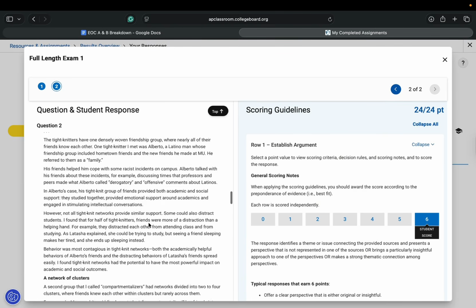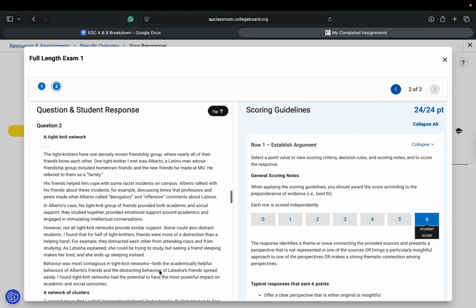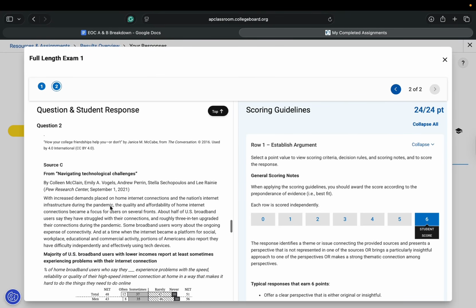For the next source, let's look at this. The next source is from Janice McCabe, and it actually gives you her credibility. Not all of the sources are like this, but for the ones that are, take it to your advantage and cite that. To move on to source C, this is by Colleen McLean, and it says that she's from the Pew Research Center. So you could say, Colleen McLean, who is associated with the Pew Research Center, states blah, blah, blah, parentheses, source C. Perfect. That is how you cite.